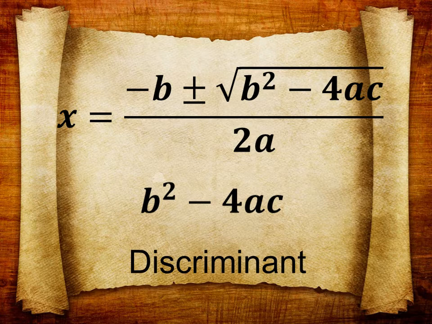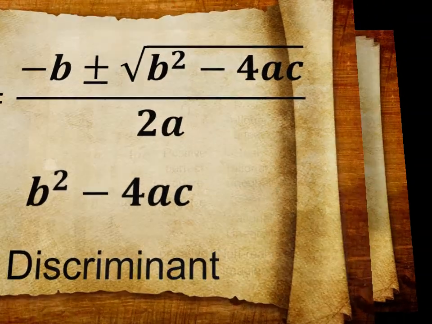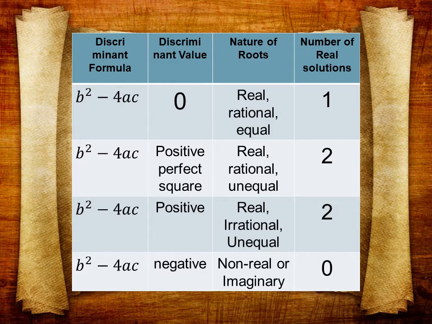This discriminant is used to know the nature of roots if you got a particular value out of this formula, b squared minus 4ac. So we will refer to the table. This is your table to be used to know the nature of roots and the number of real solutions.